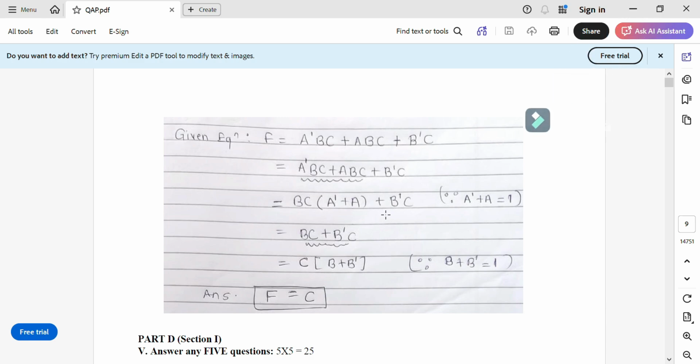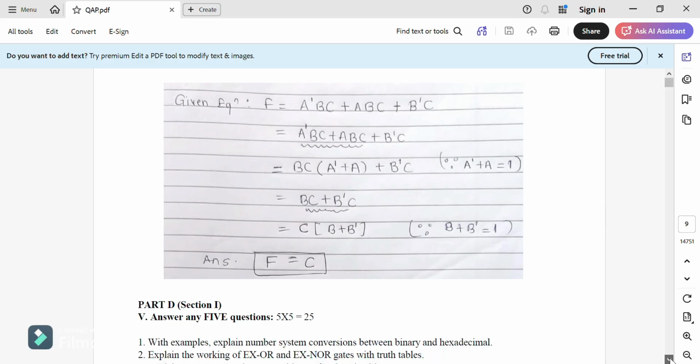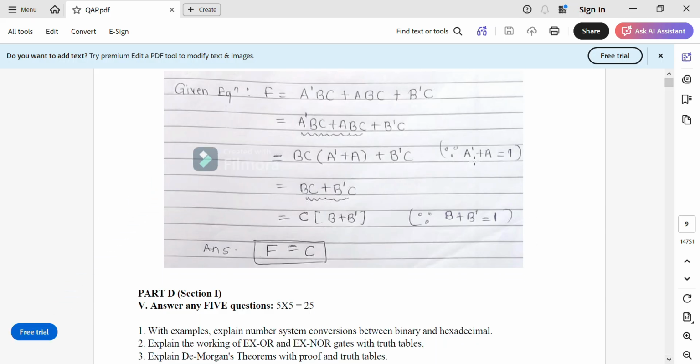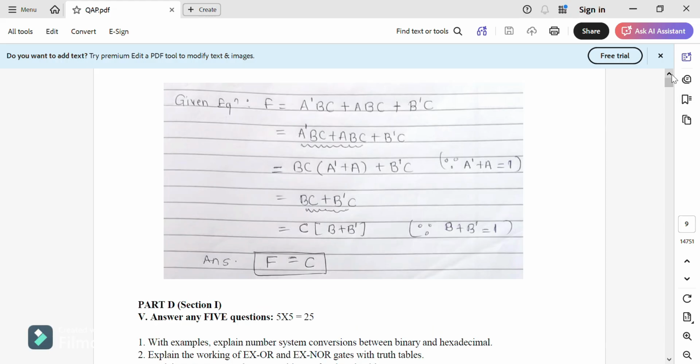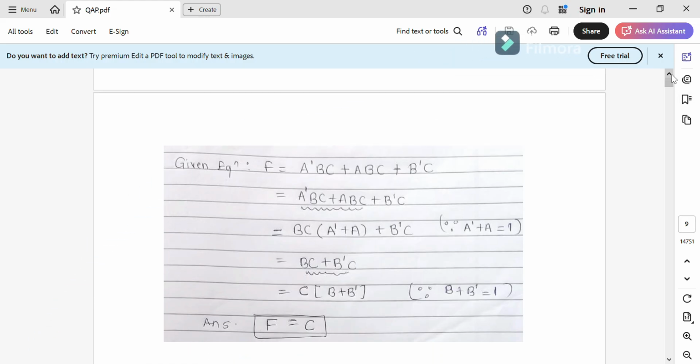A bar plus A, as all know, is one law: A plus A bar is 1. So we have BC plus B bar C. Again, take C as the common term. Again B plus B bar is equal to 1. So F is equal to C. So the final answer will be F is equal to C.